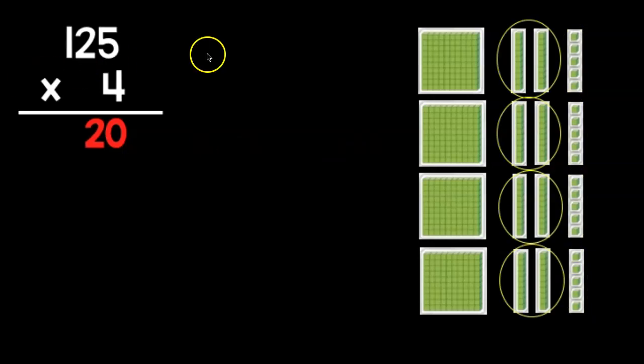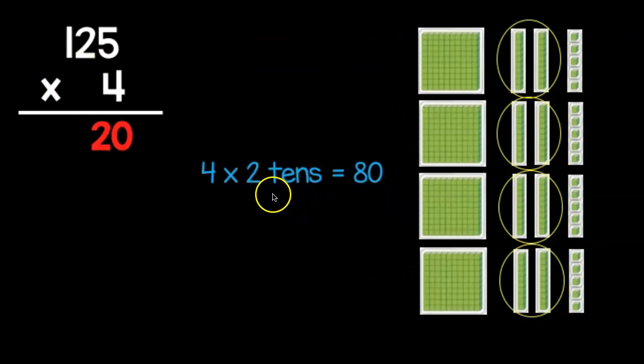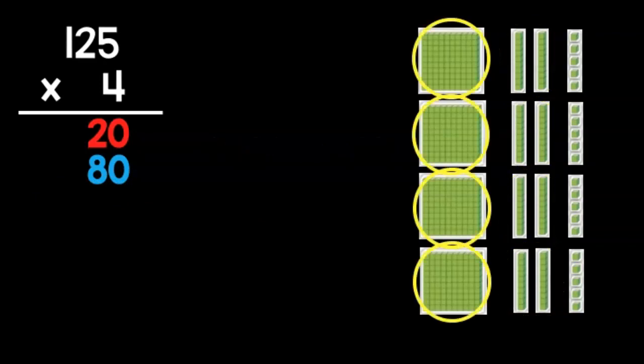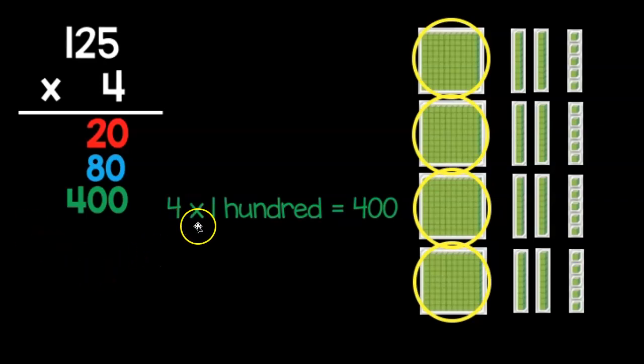We have, again, 4 groups. This time we have 2 tens in each group. So 4 times 2 is 8. Add our 0 to the end, you get 80. We write our 80, making sure we keep everything lined up. Now we move over to our hundreds. We have 4 groups of 100, so we write 4 times 100 equals 400. So we're going to write that over here as well.